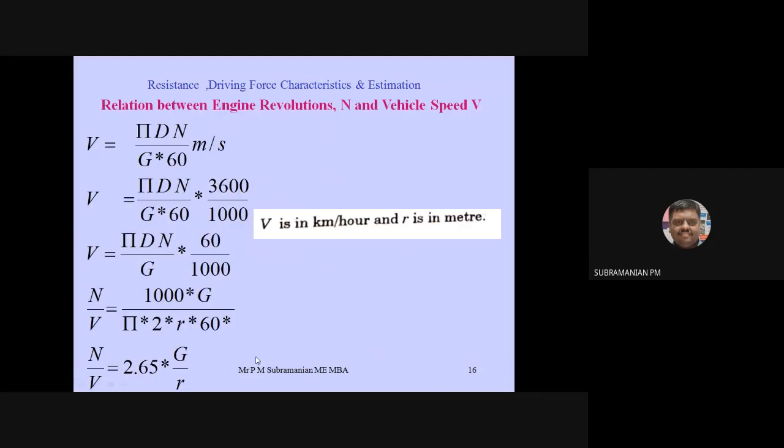And there is another term. This one will be asked in 2 marks. How are you relating the engine speed N and vehicle speed V? You understand carefully, okay? Engine speed N and vehicle speed V. Engine speed will be in RPM, whereas vehicle speed will be in kilometer per hour.